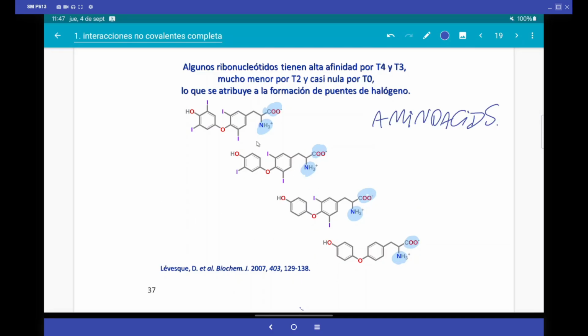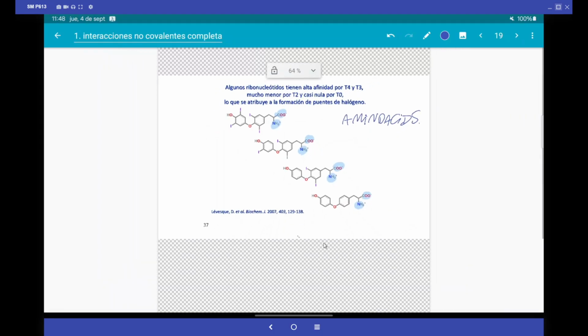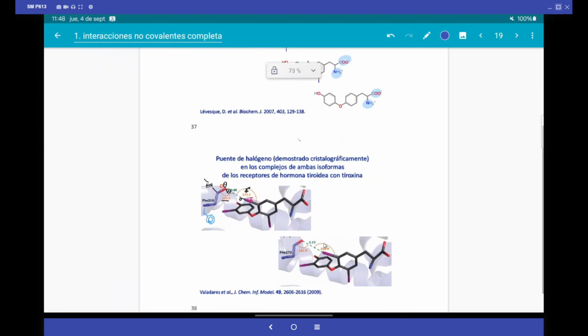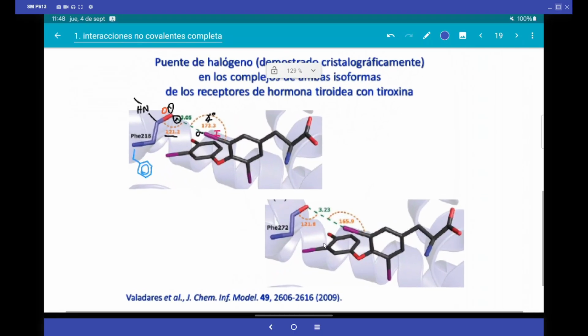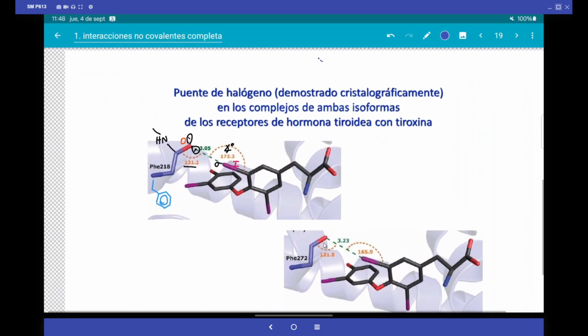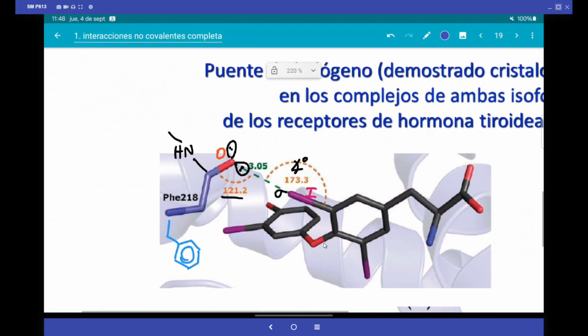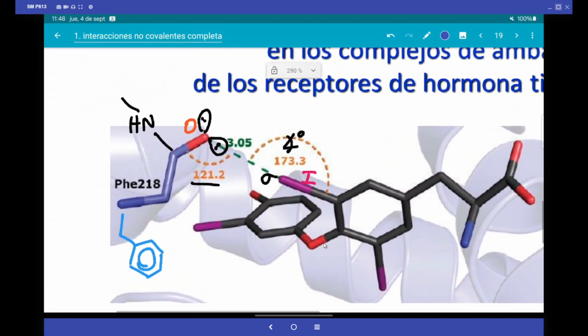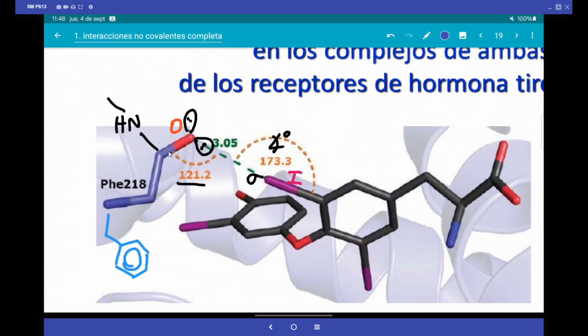Then, as we increase the halogens, the affinity of the compound for the target increases. It is an example that only shows how polyiodinated compounds generate a good interaction. Here is the thyroid hormone, and there you can see the pinch. Here I have the electron pair again. It says phenylalanine. Phenylalanine has a benzene. Again, it is the backbone oxygen. The electron pair is at 3.05 angstrom from the sigma hole. The angle is almost 180.